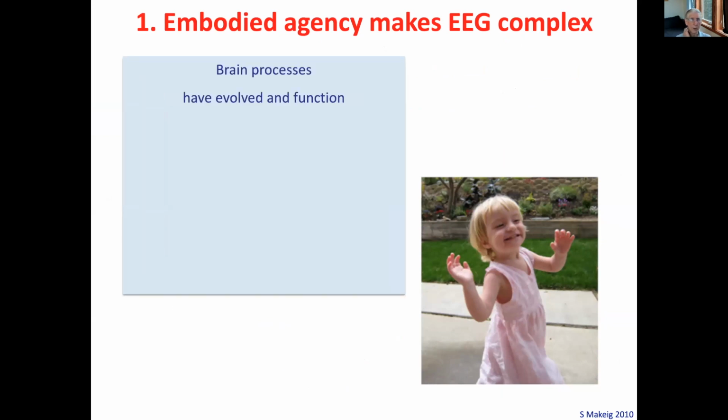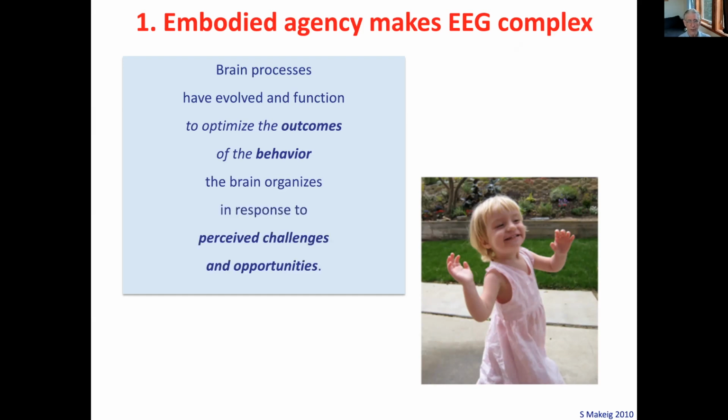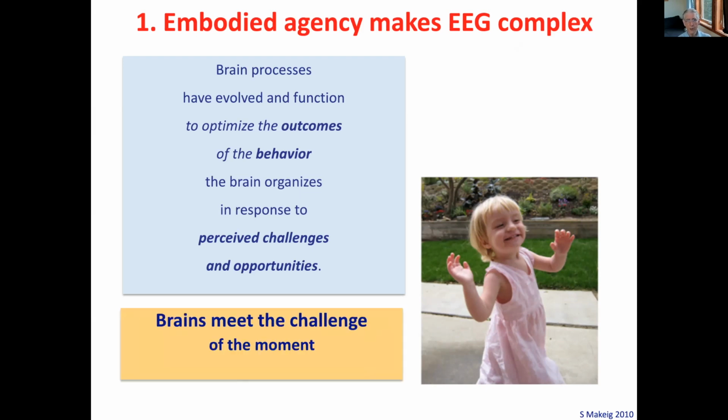And I wrote a little poem. Brain processes have evolved and function to optimize the outcomes of the behavior the brain organizes in response to perceived challenges and opportunities. Brains meet the challenge of the moment, every moment.